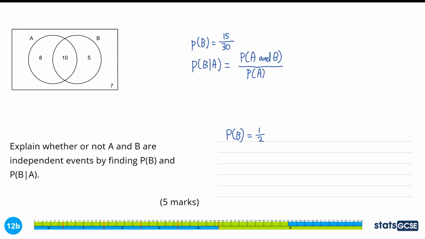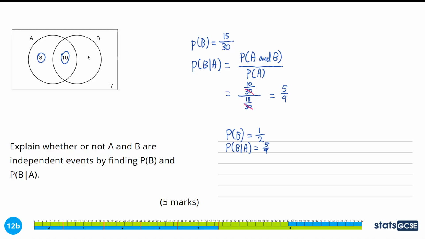To find the probability of B given A, we need to know the formula: that's equal to the probability of A and B over the probability of A. Probability of A and B is just this middle number here, so it's 10 over the total amount, which is 30. The probability of A is the 10 and the 8, so that's 18 over 30. There's a lot of fractions there, but the 30s will just cancel each other out, so it's the same as 10 over 18, which is 5 over 9.